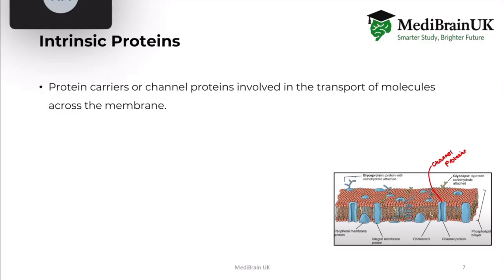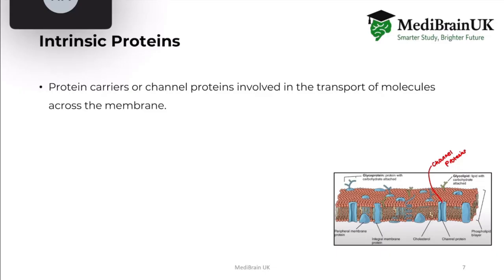But the cell needs water. The cell can't live without water. It's a really big requirement for the cell. So how does water get in? Well, water goes through the channel protein. The channel protein will allow the water to move through from one end to the other and into the cell. Because the phospholipid bilayer doesn't allow the water to move across, the channel proteins are there to allow it.